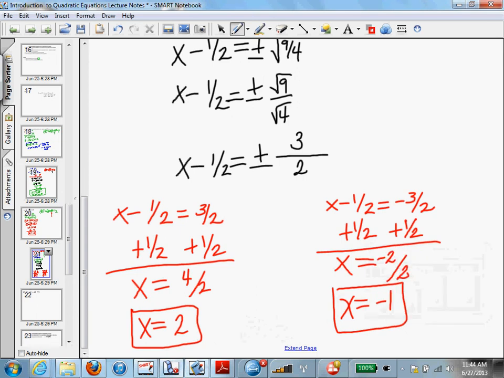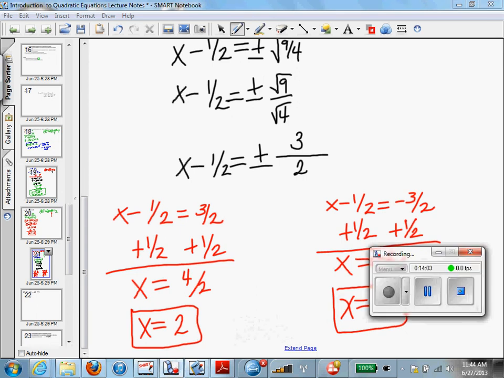Looking at our time, we actually need to stop here.